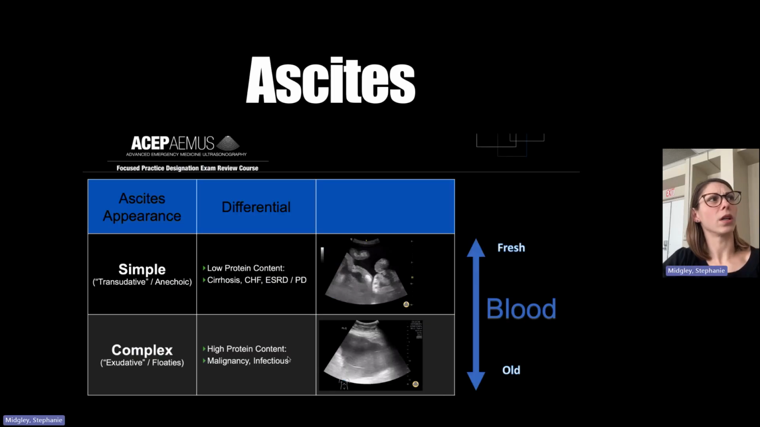When it comes to ascites, obviously we can't figure out exactly the different types, but if it's basically completely anechoic, it's probably things like cirrhosis, CHF, peritoneal dialysis. It's a lower protein content. Same thing in the lungs as well. If you're starting to see gook in there and floaty stuff, it's usually higher protein content. So you're looking at malignancy, infection, can be blood. Again, fresh blood will be black. Older blood is going to be darker.